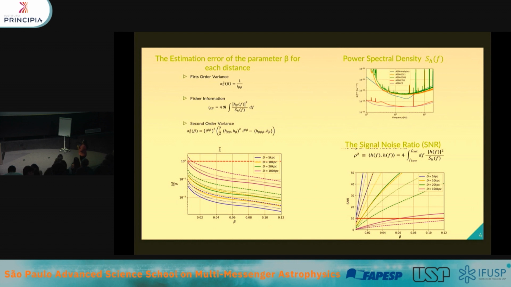And also we calculate the signal to noise ratio. This method we repeat for the power spectral density of LIGO, Einstein Telescope, and Cosmic Explorer at different distances.